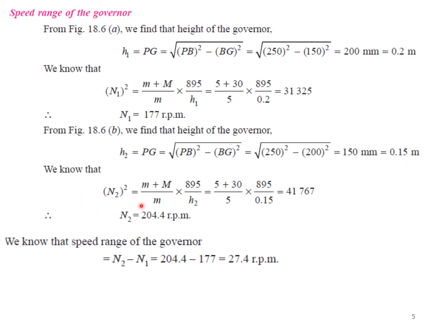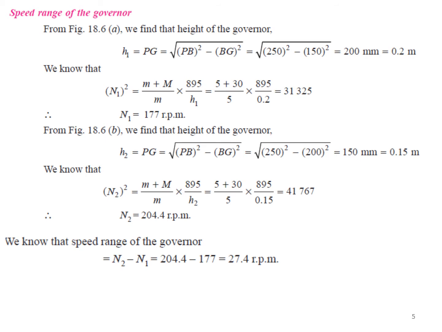So by using this, we calculate the value of N2. That is, N2 square is equal to (M plus M) divided by M into 895 by H2. Substituting all the values, we get the value of N2 as 204.4 rpm. Using this, we find out the range, that is N2 minus N1. So this is the range, 27.4 rpm. So this condition is without friction.